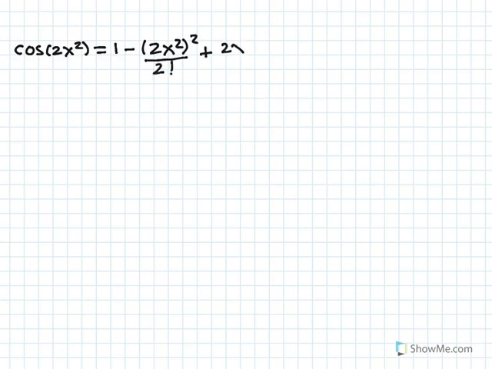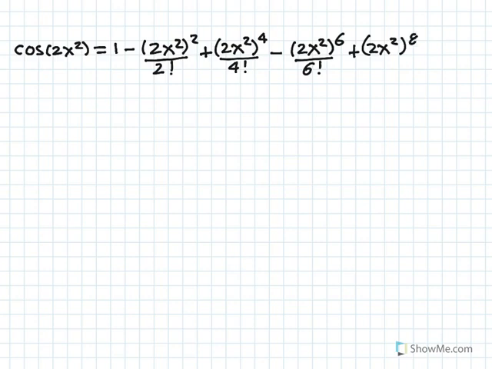All right, so we have the Maclaurin series of cosine of 2x squared. This is equal to 1 minus (2x squared) all squared divided by 2 factorial, plus (2x squared) to the power of 4 divided by 4 factorial, minus (2x squared) to the power of 6 divided by 6 factorial, plus (2x squared) to the power of 8 divided by 8 factorial, and so on.